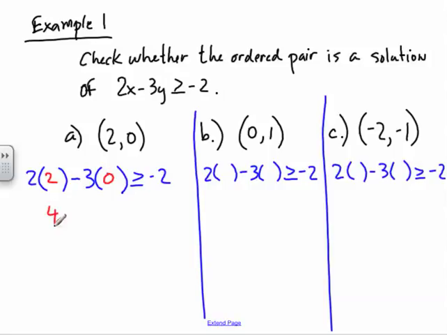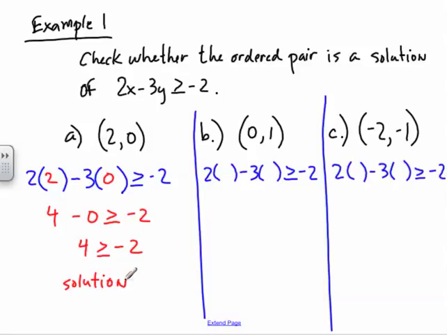And I'm going to get 4 minus 0 is greater than or equal to negative 2. And then that's going to be 4 is greater than or equal to negative 2. And since that's a true statement, 4 is bigger than negative 2, the point (2, 0) is a solution. Okay? Now, let's look at this next one.